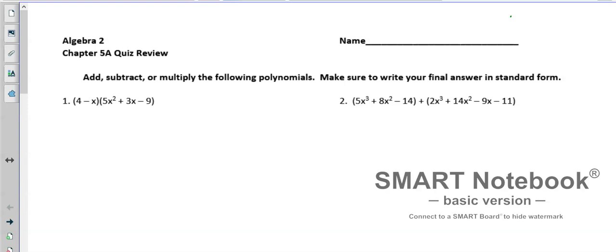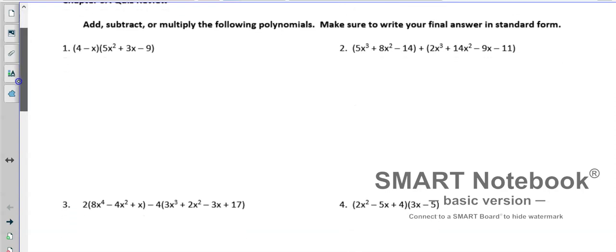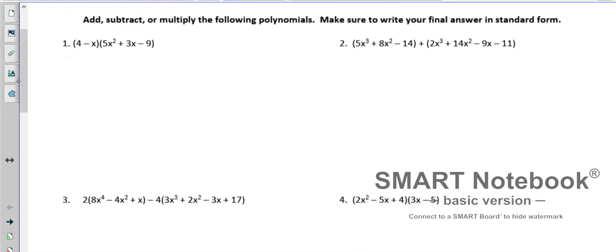All right, here is the review for Chapter 5, first semester quiz. It says add, subtract, or multiply the following polynomials. Make sure you write your answer in standard form. Okay. Now remember, look before you even start the problem.